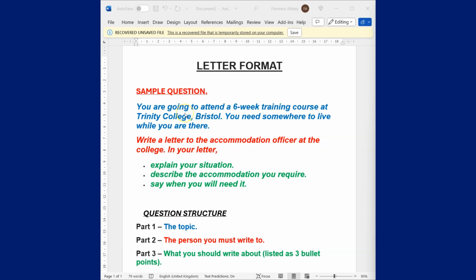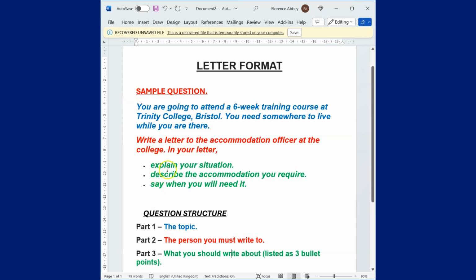So this part is quite different, showing you that this is the topic of the letter. When you look at the red part, it tells you to write a letter to the accommodation officer. All right, so this second part of the question will always hold who you are going to write to. And the green side is the place that holds the bullet points. It is mostly 3 bullet points, okay, and it tells you what you need to do. So these are the instructions of what you need to cover in your letter.